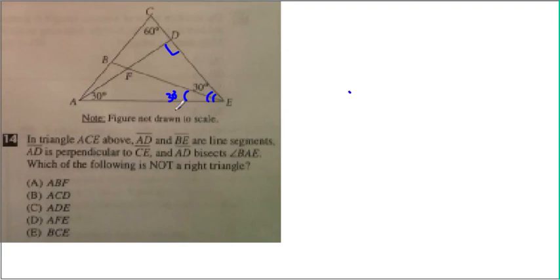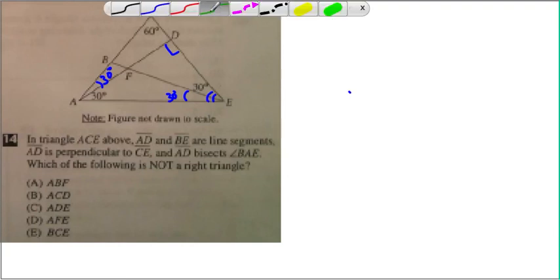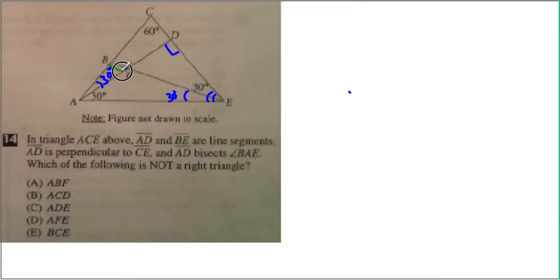Then the question is, AD bisects the angle BAE. AD bisects the angle BAE. That means this is 30. This also makes the angle 30 degrees. Which of the following is not a right triangle? So as you can see, this is 30, this whole thing is 60, which makes this one also have to be a 90 degree angle right over here.